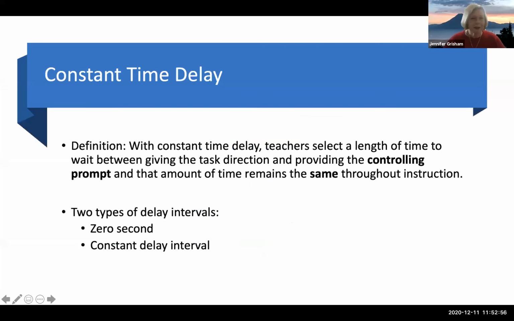All right, so let's talk about time delay, constant time delay. With the time delay procedure, you're choosing one prompt that's called the controlling prompt. And you are giving the task direction, and the amount of time between when you ask that task direction and when you give that controlling prompt remains consistent throughout instruction. So very simply, if I were teaching a child, what do you want? I say to the child, what do you want? And I wait 5 seconds, and then I say, more. You want more. All right. And so I immediately give that controlling prompt to the child, which in that case would be a model.